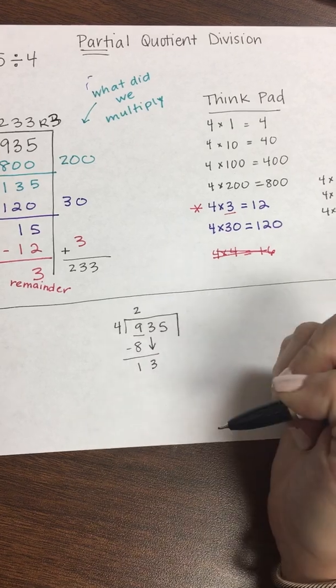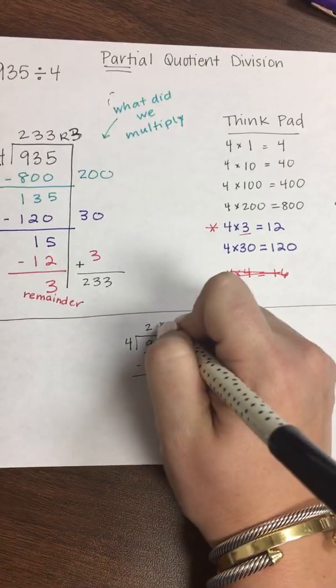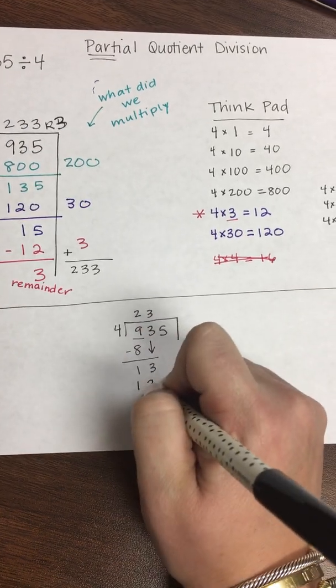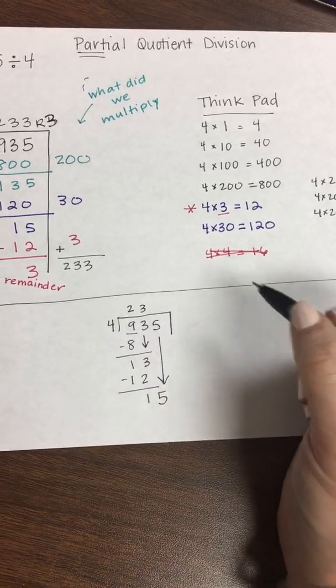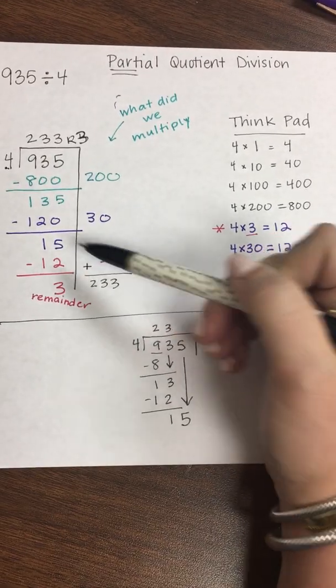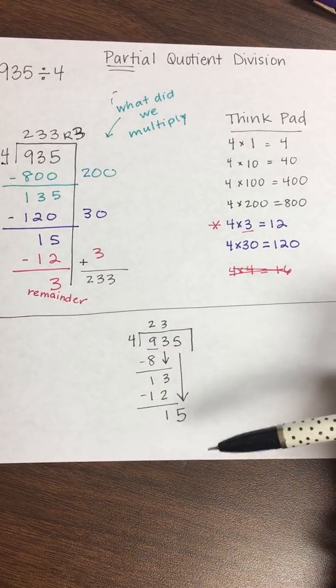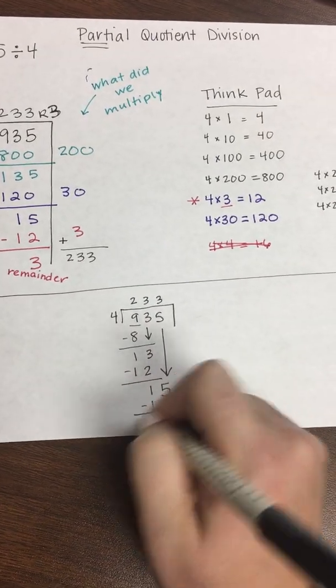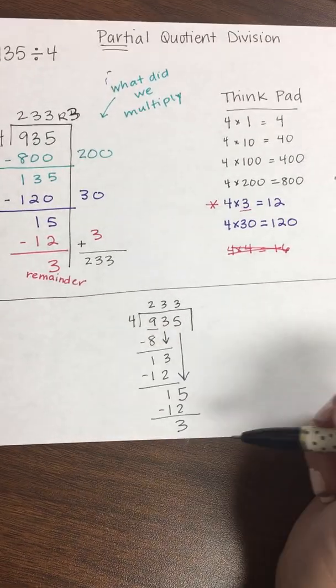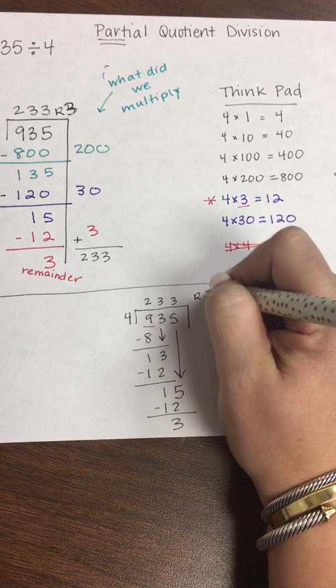How many times can I get 4 into 13? Well, just like what I did up here, 4 times 3 is 12, which gives me 1 left over, and then I bring the very last one down. And look, it's exactly the same way. I'm still stuck with a 15, which is another 3. 4 times 3 is 12, and I'm left with 3, and then I can't do anything left anymore.